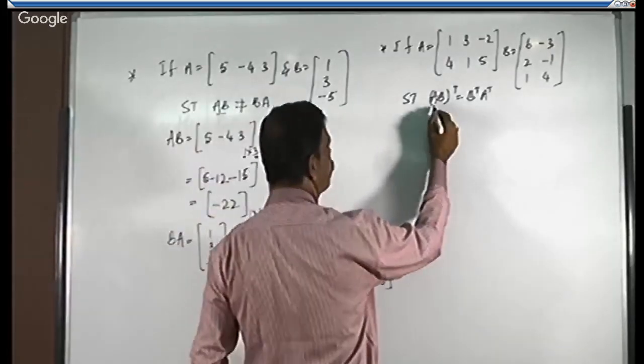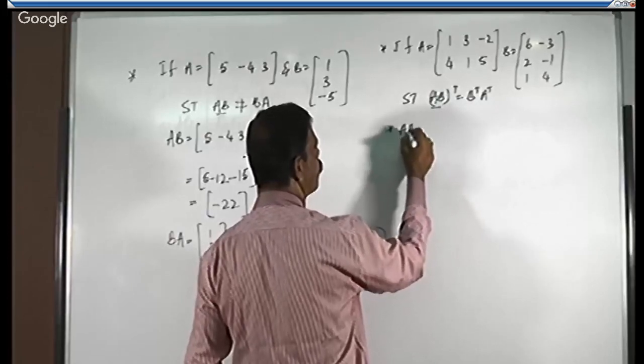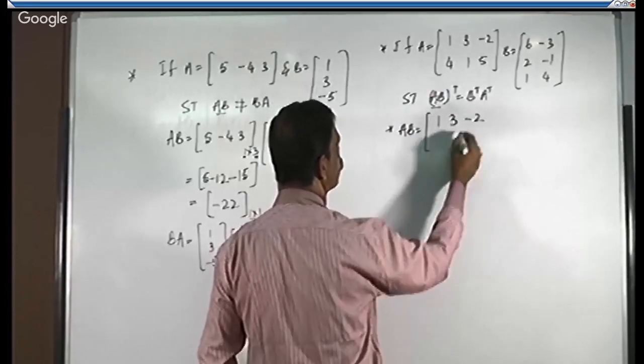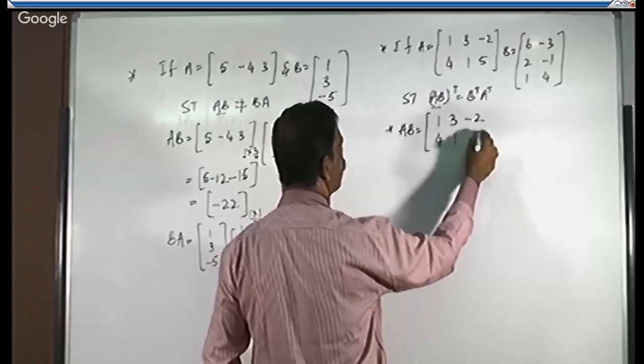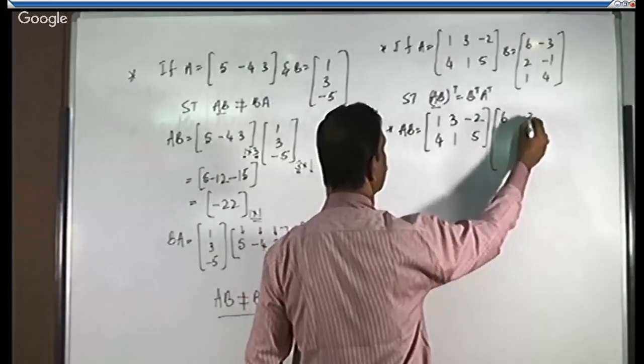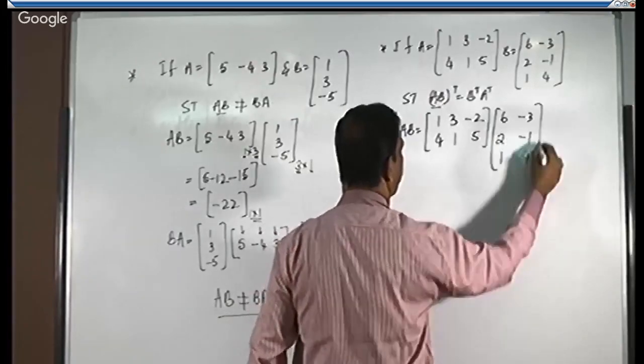I will take first AB. Do AB first, A into B. What is A? 1, 3, minus 2, 4, 1, 5. What is B? B is 6, minus 3, 2, minus 1, 1, 4.